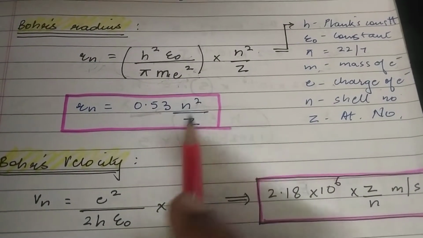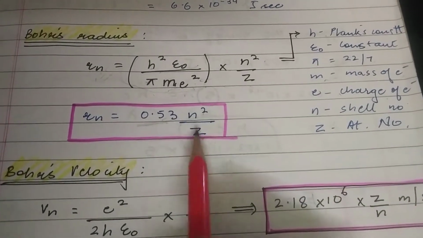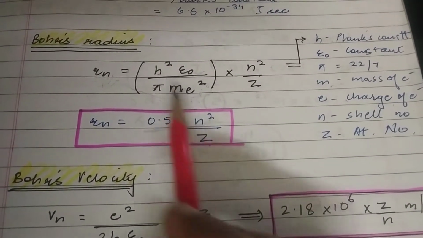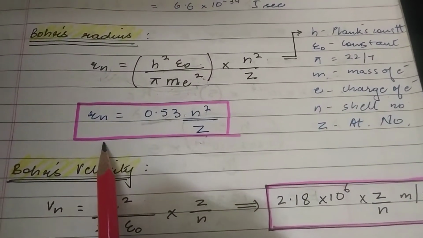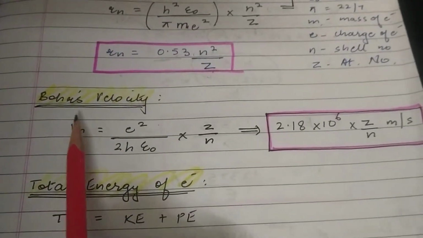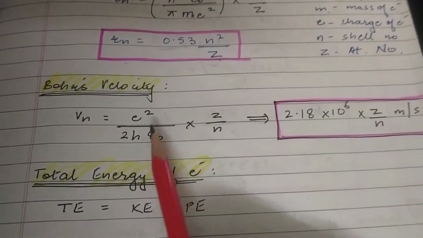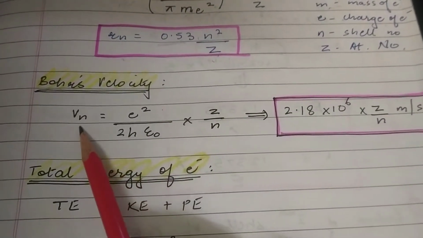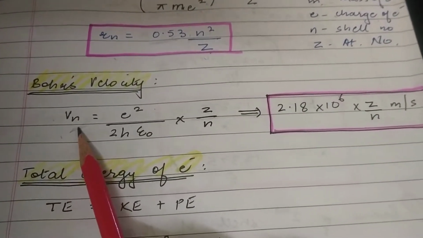0.53 into n square upon Z, where n is the shell number or the orbit, and Z is the atomic number. So by this expression, we can calculate the Bohr's radius for the nth shell that is given. Then we come to the Bohr's velocity, that is the velocity with which an electron is revolving around the nucleus in the nth shell.